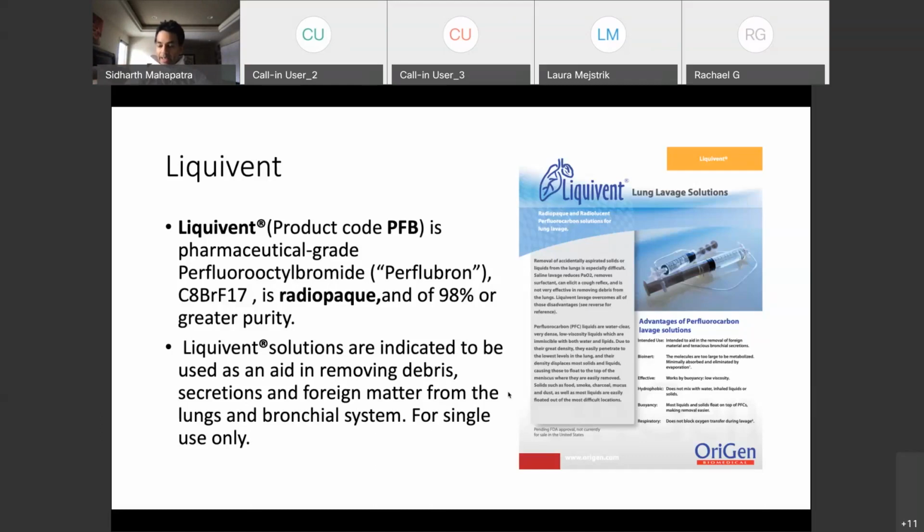It is provided by a company in Texas called Origin. And as I mentioned, the FDA has to approve it. We had an approval for using it for a 5-day period, which we extended, and we received vials of Liquivent over the course of our experience.